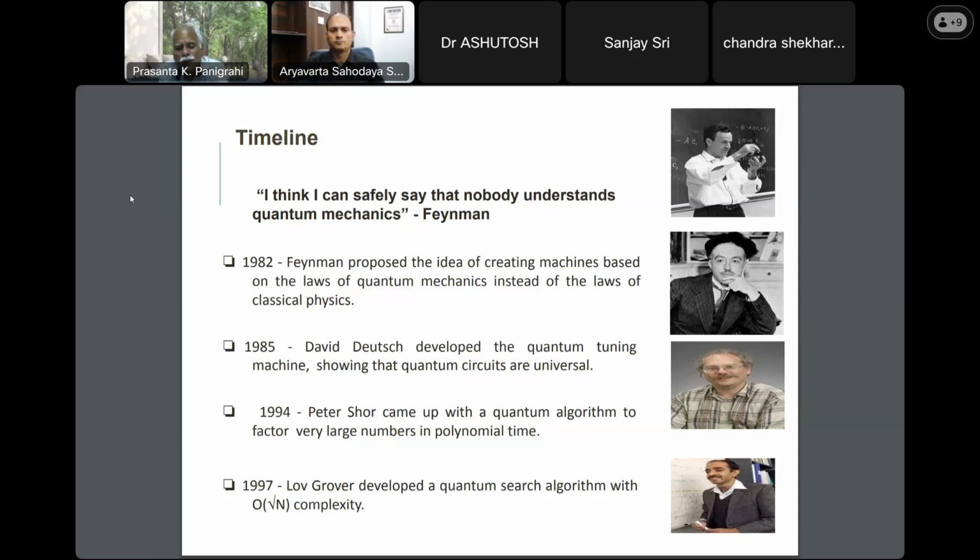Peter Shor, 1994, showed that through the quantum Fourier transform, taking advantage of entanglement, you can actually solve this difficult problem of factorization. Why is it difficult? Multiplication is easy.